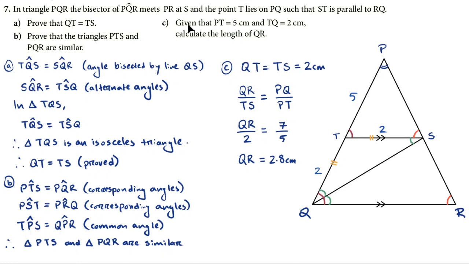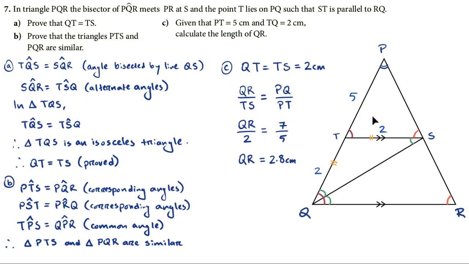Now for part C, given that PT is 5 and TQ is 2, we need to calculate the length of QR. QT is equal to TS. If TQ is 2, TS also has to be 2, because as I mentioned earlier, QTS is an isosceles triangle and these two sides are equal, and we have also proved this in part A.